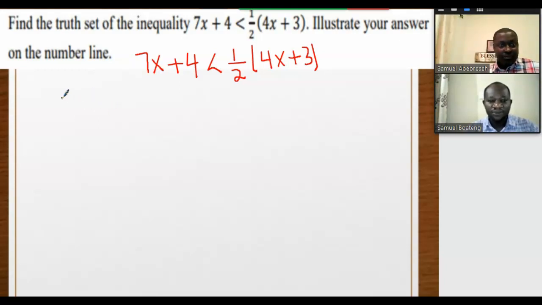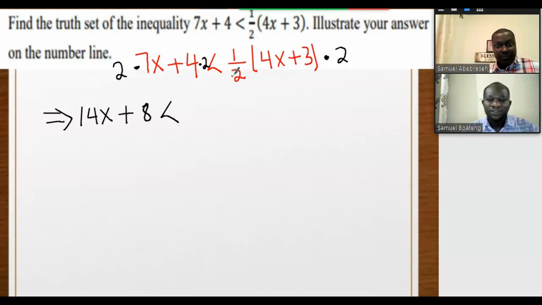We multiply through the inequality by 2. What it means is that each term, you multiply each term by 2. So on the left-hand side, it implies that 2 times 7x will give you 14x, plus 4 times 2 will give you 8, less than 2 will cancel 2, leaving 4x plus 3.